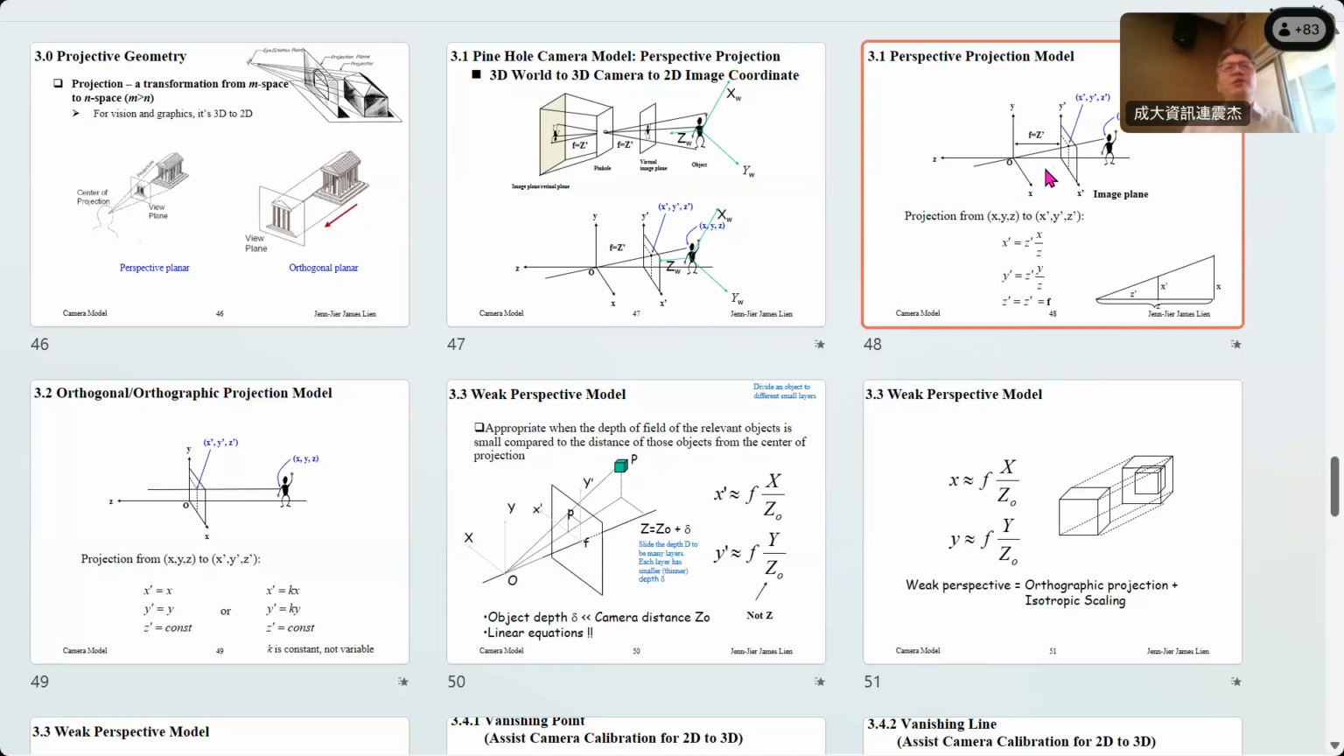Perspective projection means that if the object is close to you, you feel it is bigger; the scaling is bigger. If the object is far away from you, it is smaller. That is called perspective projection. But that one is not easy for reconstructing 3D, so people started to think about how to reconstruct from 2D to 3D. One famous one is called the weak perspective model, and I will let you know about it.